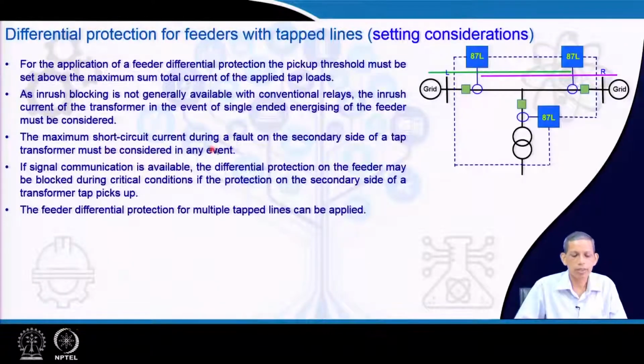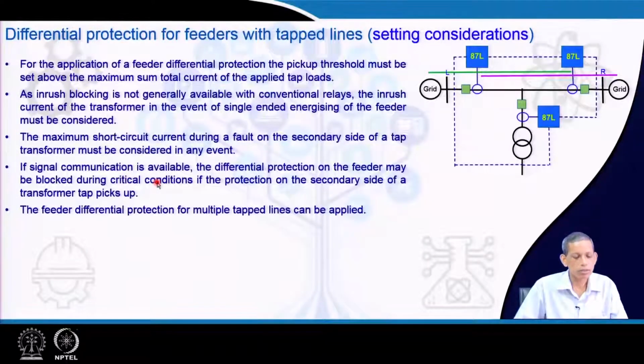The maximum short circuit current during a fault on the secondary side of a tapped transformer must be considered. What do I mean to say? The maximum fault current just after the tap transformer must also be considered from the differential perspective while setting the relay. We will go to that example in the subsequent slide also.